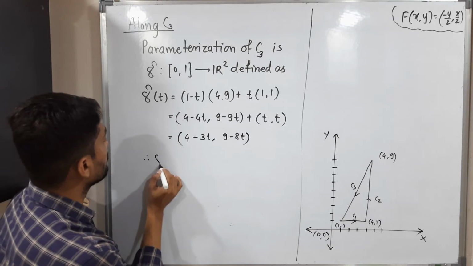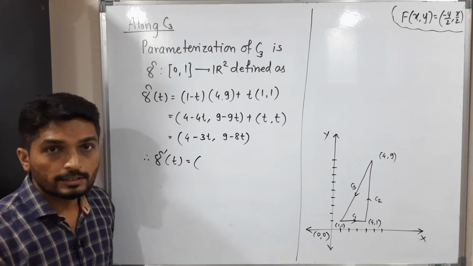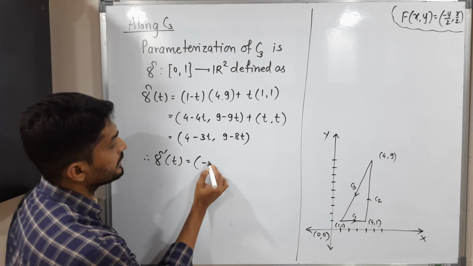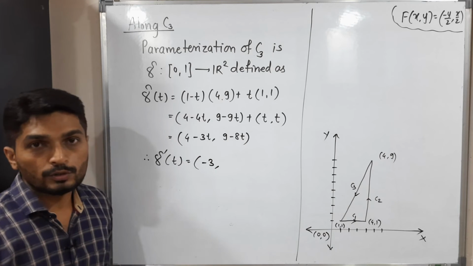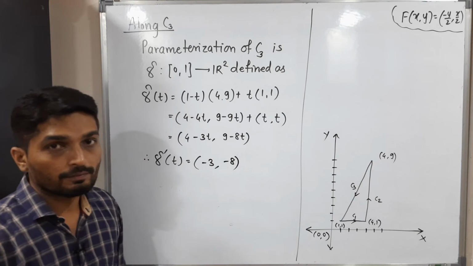So its derivative will be gamma dash of t. See, derivative of 4 is 0 since it is constant. Derivative of minus 3t is minus 3. 9 is constant, derivative will be 0 and its derivative will be minus 8. Okay, in this way we got it.